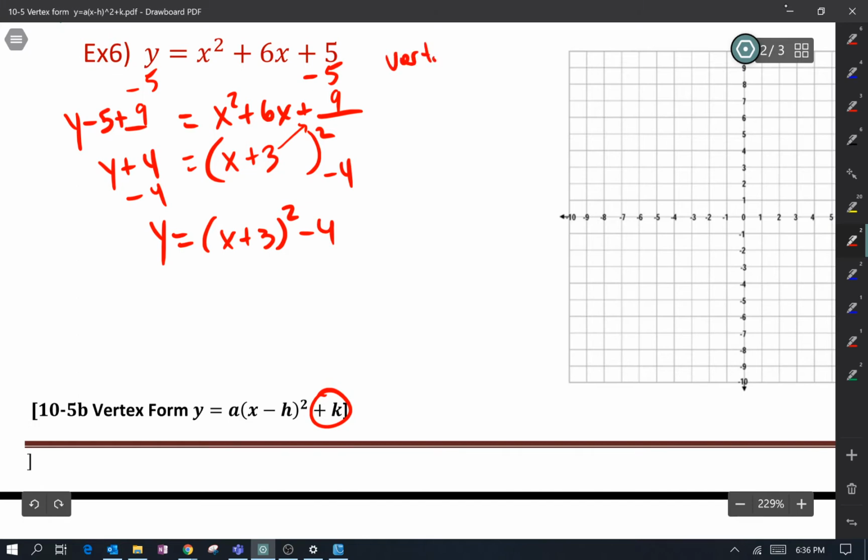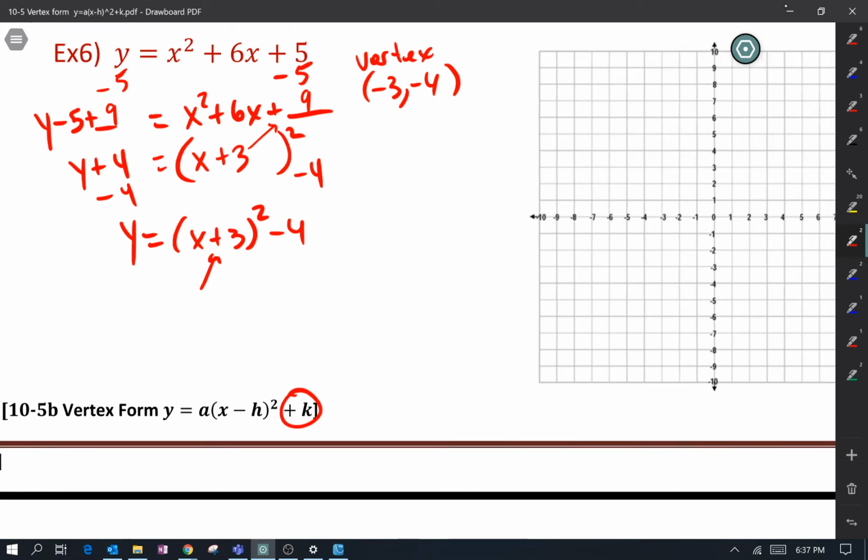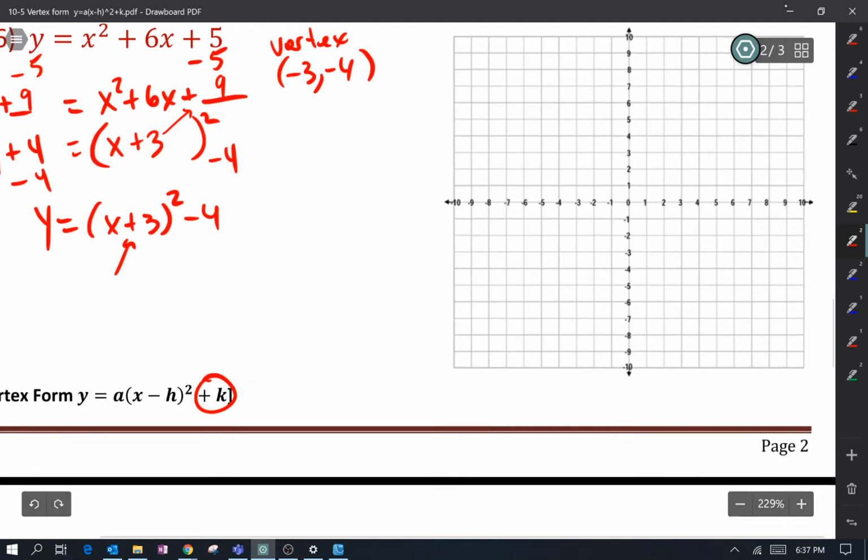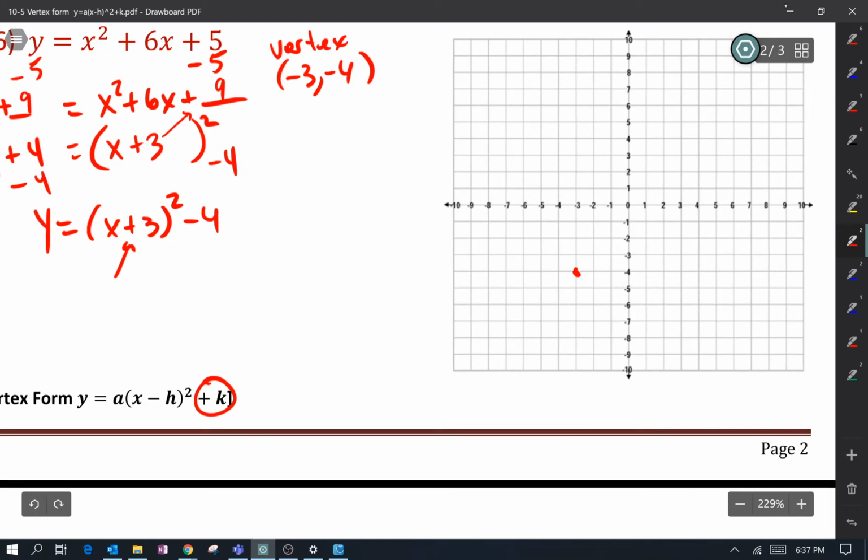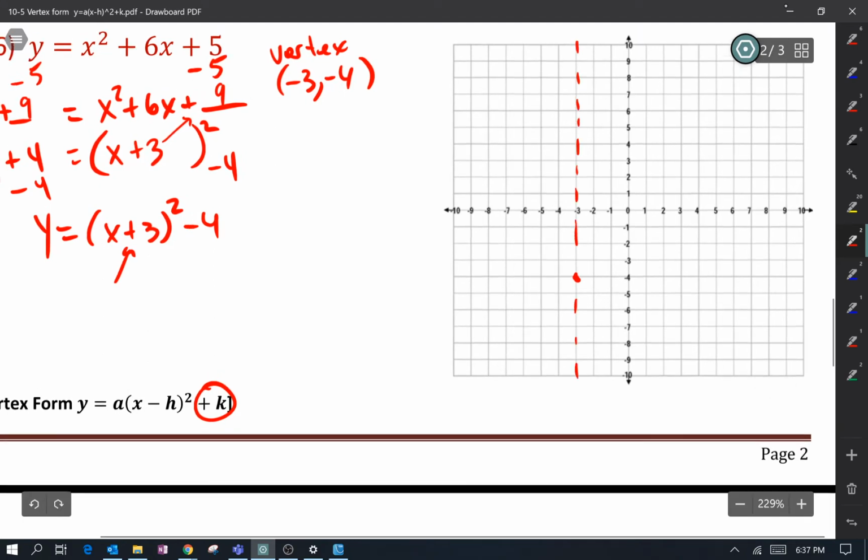So where's the vertex? The vertex is going to be at negative 3, negative 4, because what am I subtracting here? A negative 3, and what am I adding there? A negative 4. So it's at negative 3, negative 4. So I'm going to graph that. Negative 3, negative 4 is here. Let's make my axis of symmetry while I'm at it. All right.